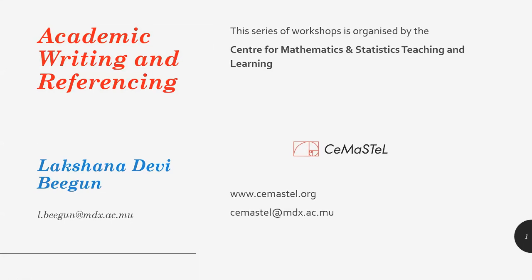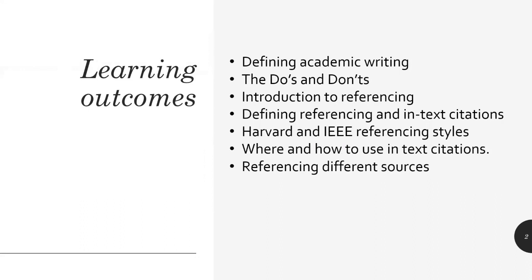So let's have a look at the learning outcomes of this workshop. First, we will start by defining academic writing, that is formal writing. We are going to have a look at the do's and the don'ts. We are going to look at what is referencing, a small introduction on referencing, defining referencing and in-text citation, which is also part of referencing.